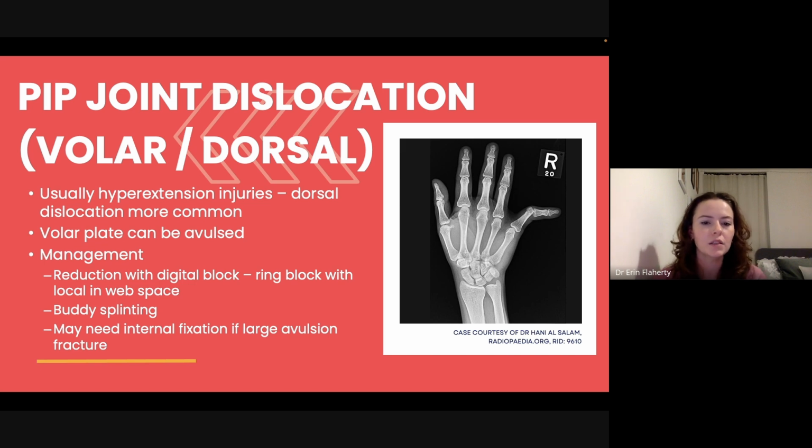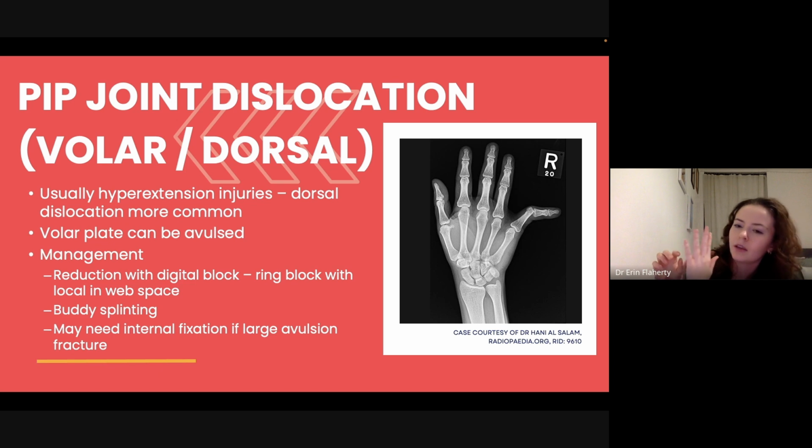So the management with these, you can reduce them with a digital block. So that is a ring block within the local web space. So you'd use something like lidocaine or bupivacaine either side of the finger that you're aiming to get. So say it was our pinky finger, we'd inject into the web spaces either side, wait a few minutes for the nerves that will be supplying that finger to have gone numb, and then we can look at reducing it back into place. And then what we'll want to do is buddy splint it. So splint it with the finger next to it for a few weeks until it's much better.